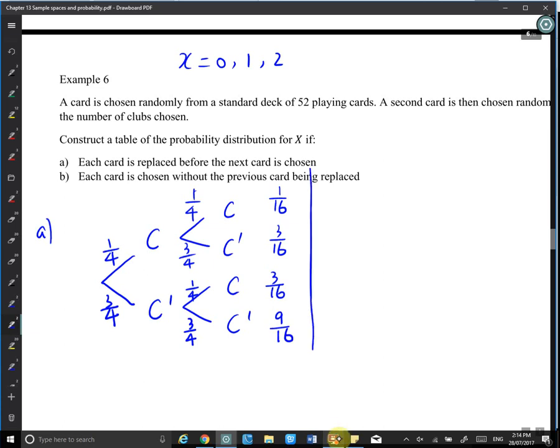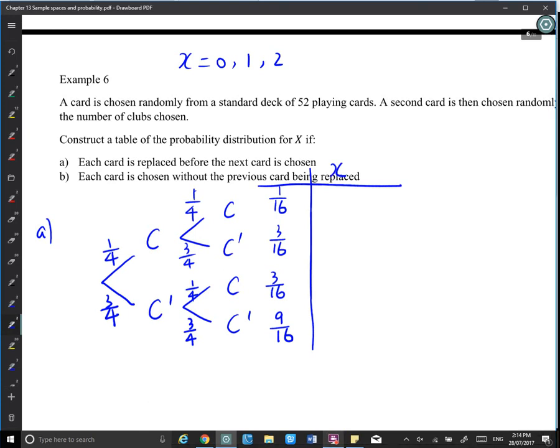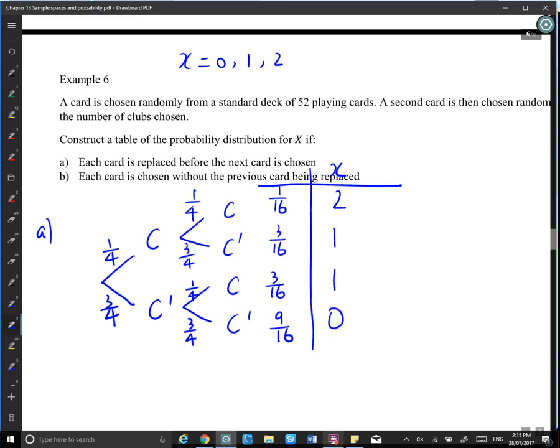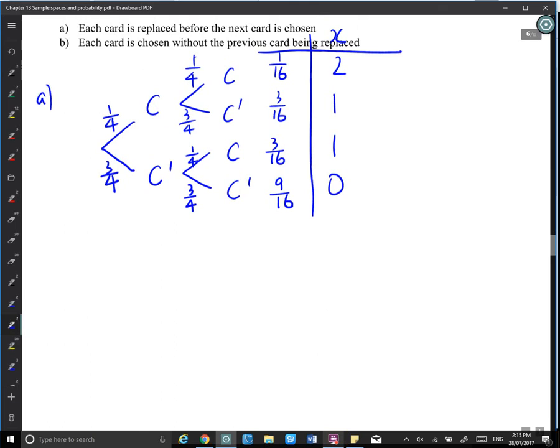And can you tell me what's the x value here? For the first outcome, x equals 2. First one, third one, last one, 0. Okay, now easily set up the table by using this tree diagram.